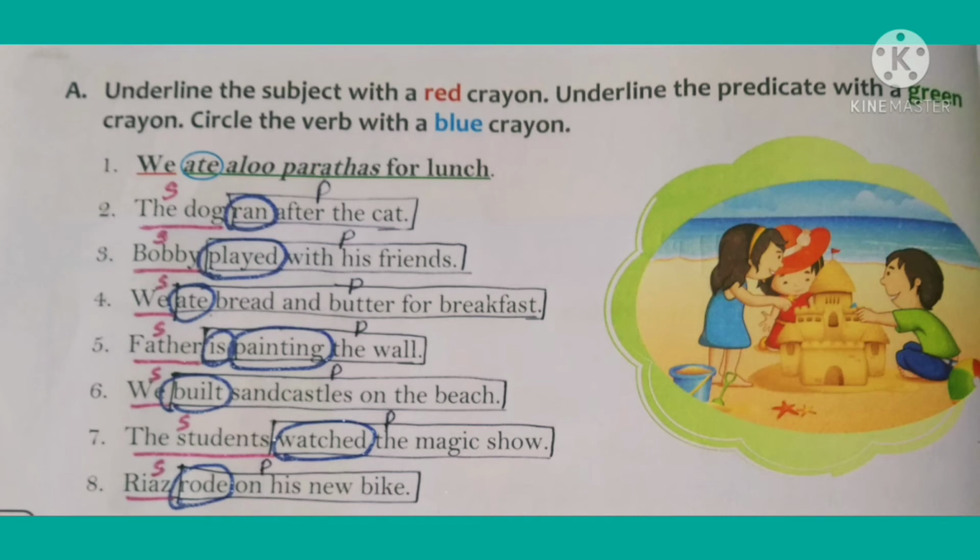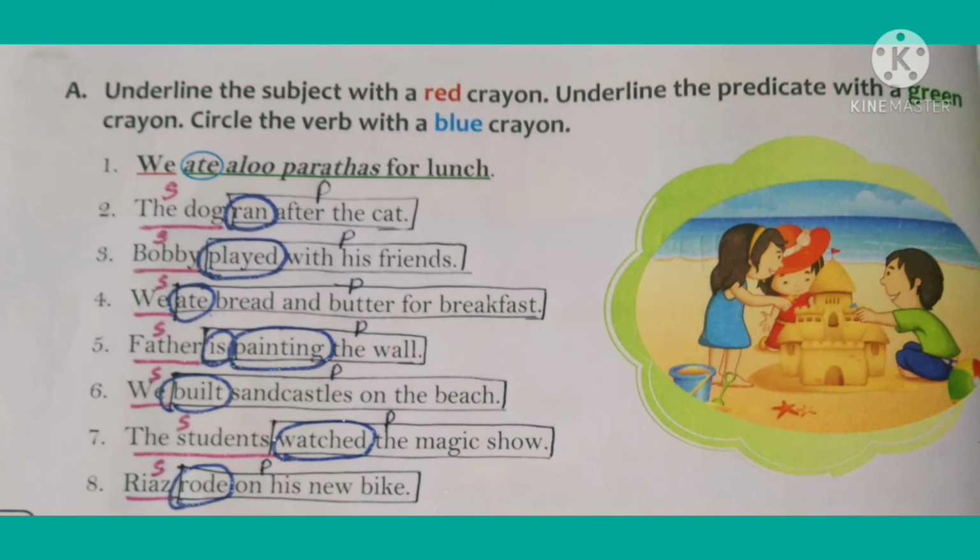We ate aloo parathas for lunch. Here, who ate aloo parathas for lunch? We. So that is the subject. Subject usually comes at the beginning of the sentence, and which is the action word? Ate. The rest of the sentence is known as predicate.